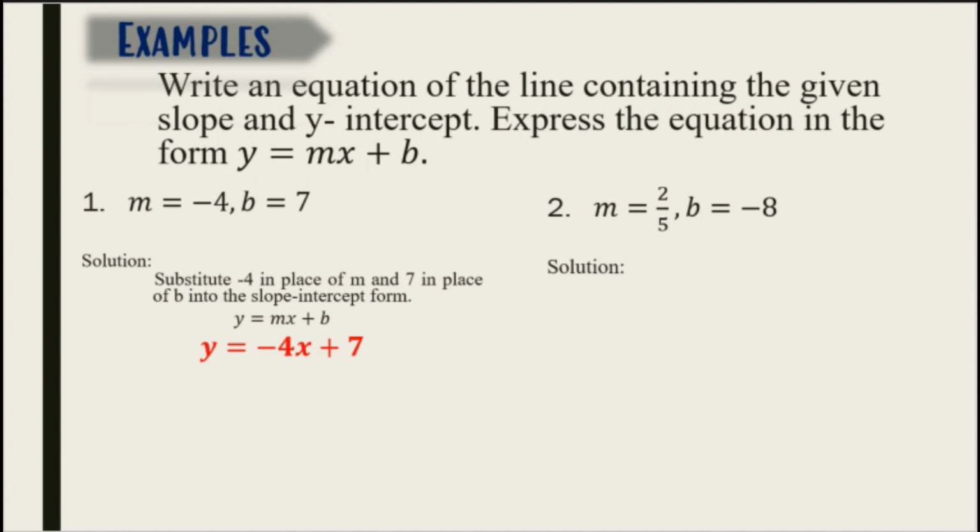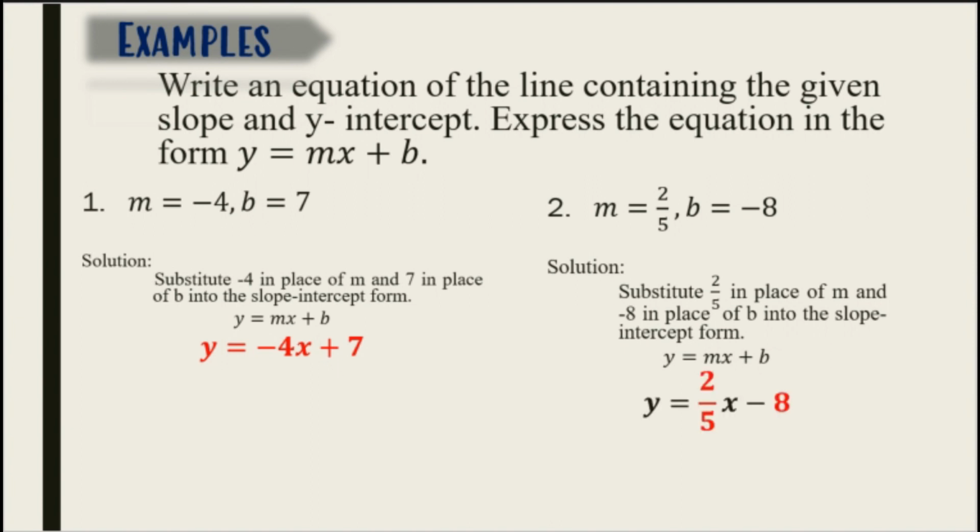And for number 2, substitute 2/5 in place of m and -8 in place of b into the slope-intercept form. We have y = 2/5 x - 8. So the equation, given that the slope is 2/5 and b is equal to -8, is y = 2/5 x - 8.